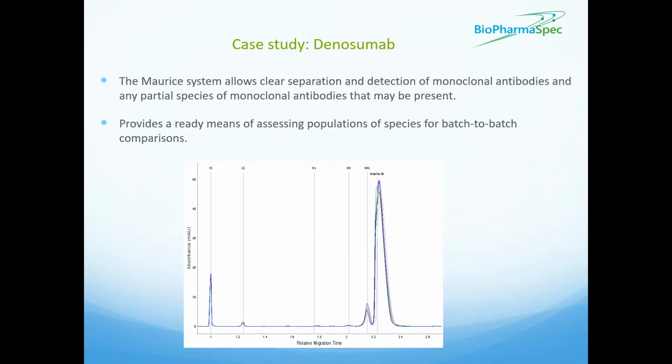So what I'd like to do now is just talk about 3 different types of molecule that we have analyzed with this system, and just give you an example of some of the data that we've generated and the various different analyses and methodologies that we've applied to these samples and how those have run through the Maurice system.